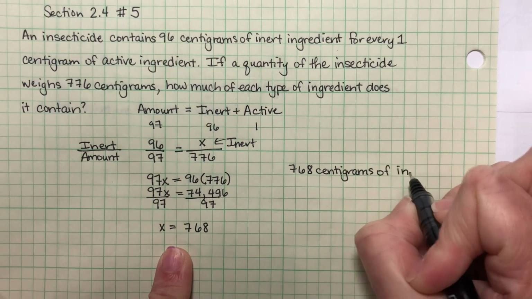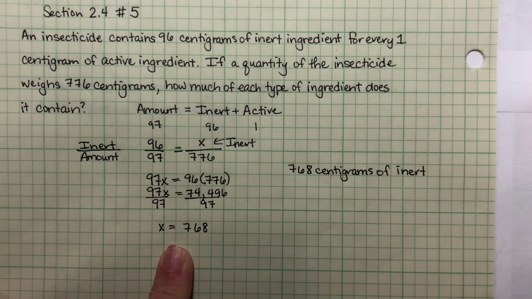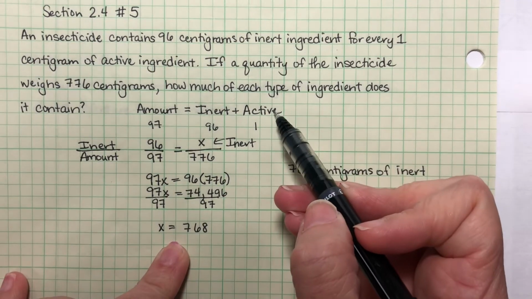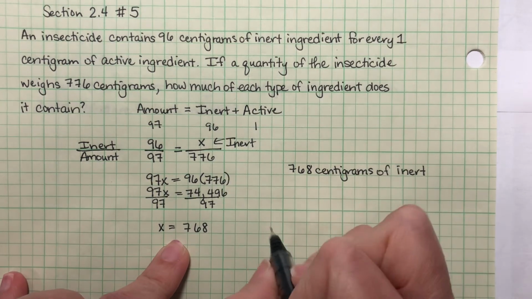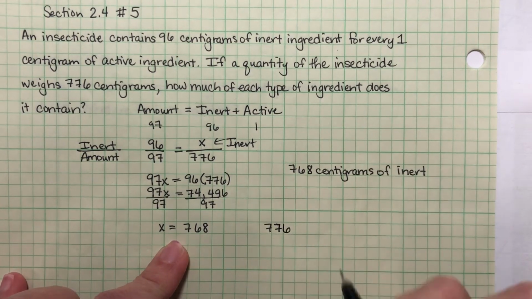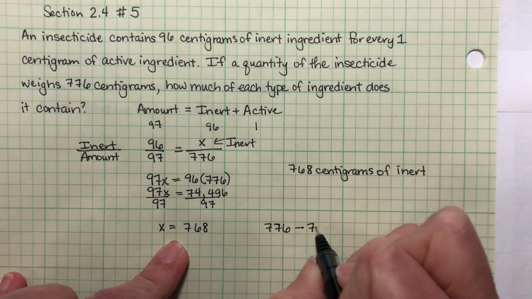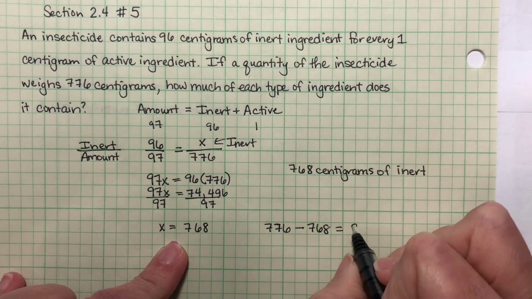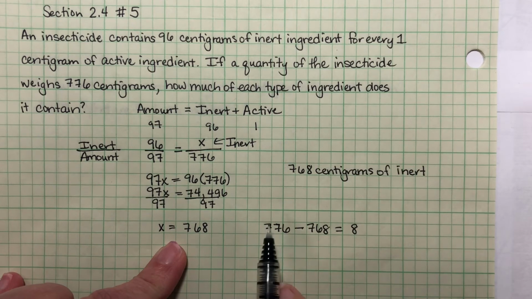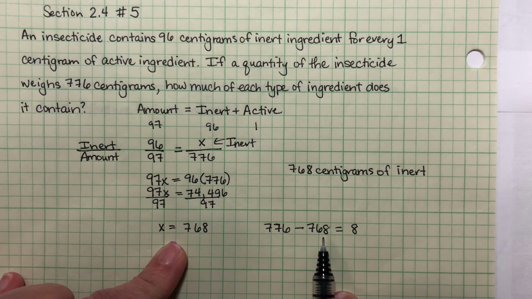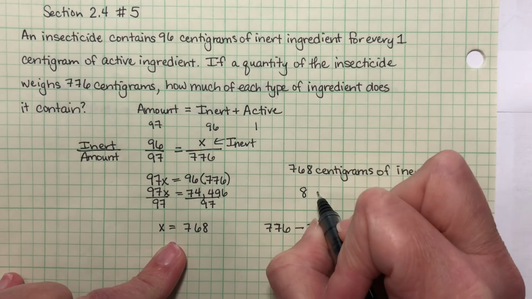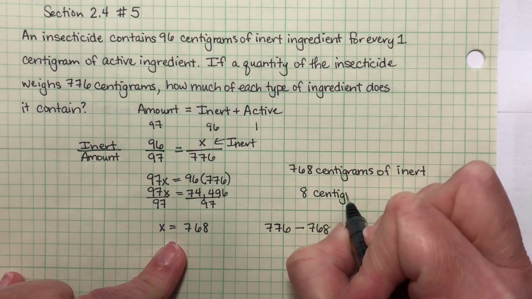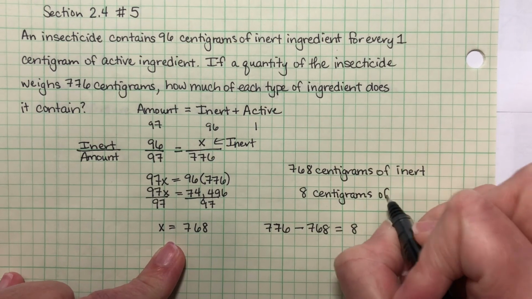of inert ingredients. So how much does that leave me to be active? Well, I had a total of 776 centigrams. 768 of those were inert, which leaves me 8. All I've done is take the total amount, subtracted away the amount of inert ingredient, and that left me with 8. So that tells me that I have 8 centigrams of active ingredient.